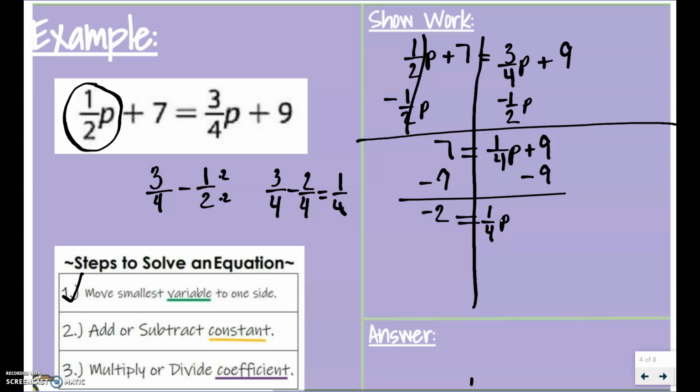Now, I am multiplying, but I need to divide. In order to divide by a fraction, you need to multiply by its reciprocal. So multiplying by its reciprocal means I'm going to flip my fraction. So now that's 4/1. So I'm really multiplying by 4 on both sides. So now I have p is equal to -8, because 4 times -2 is -8. So our answer is -8.